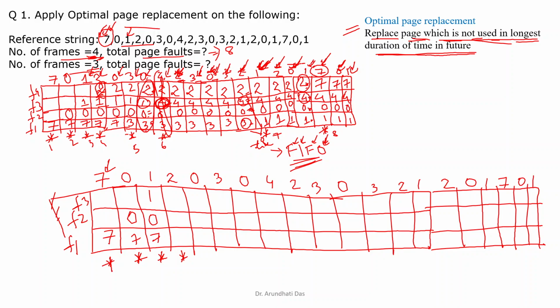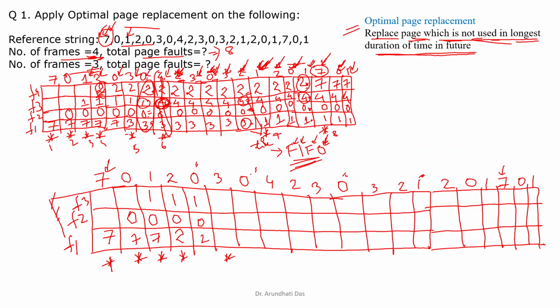I will again see which one is used in the farthest, which is not used for the longest duration of time. Out of 1, 0, 7, 1 is used here, okay, and 0 is requested in the near future multiple times. 7 is the one which is not used for the longest duration of time, so I will replace 7 here. 0 1. 0, whether it is there in the main memory, yes, there is no page fault. 3, whether it is there in the memory, no, it is a page fault.